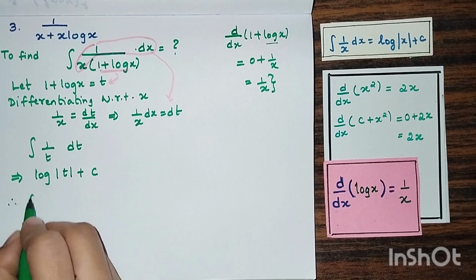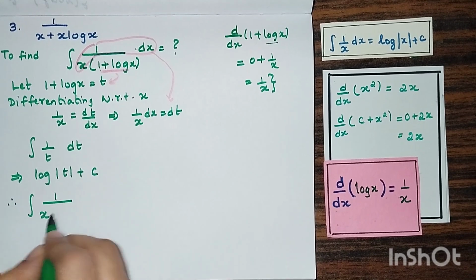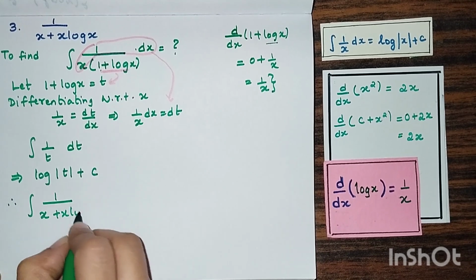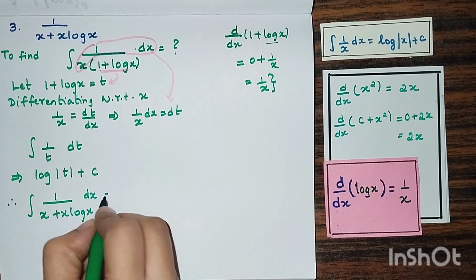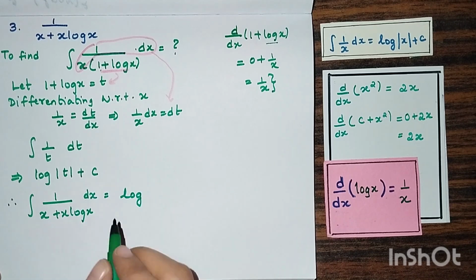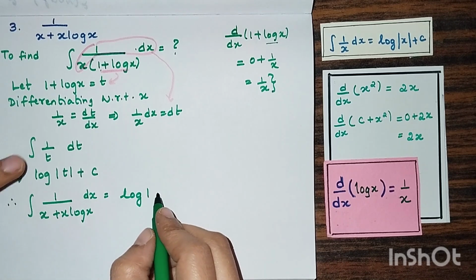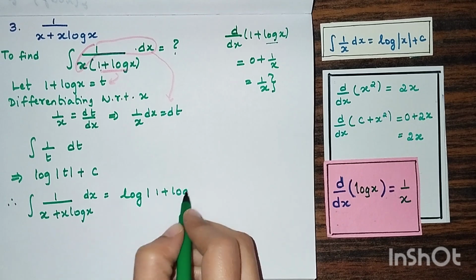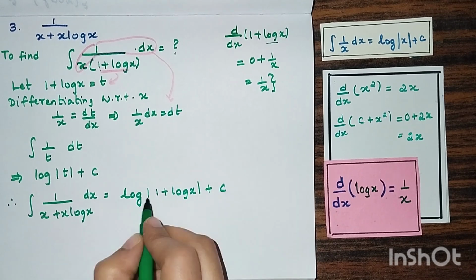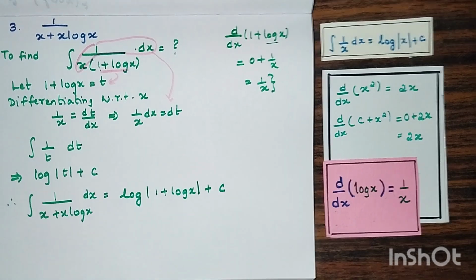So therefore integral of 1 divided by x plus x log x with respect to x is equal to log of modulus of, in the place of t we will write 1 plus log x plus c. So here we have to write the modulus sign.